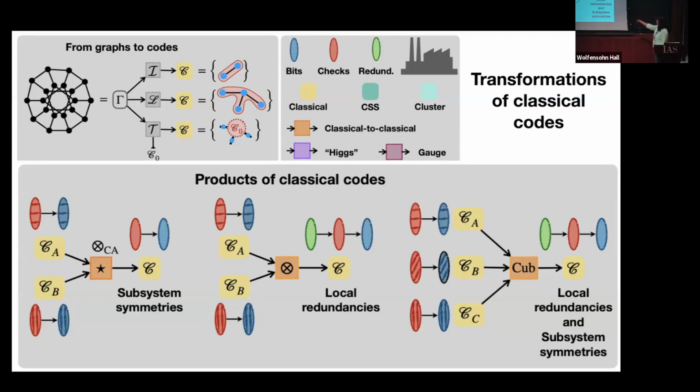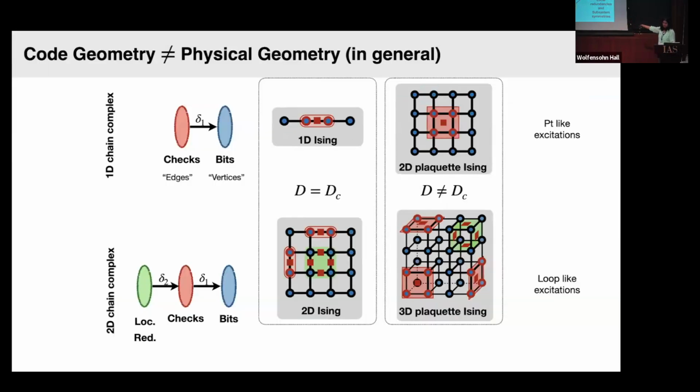And then we defined a third product called a cubic product, which actually takes in 3 codes and produces a code both with local redundancies and subsystem symmetries. Okay, so this is actually the product that you need to get this 3D plaquette Ising model out of simple constituents, because this 3D plaquette Ising model has both local redundancies and it also has these planar subsystem symmetries.